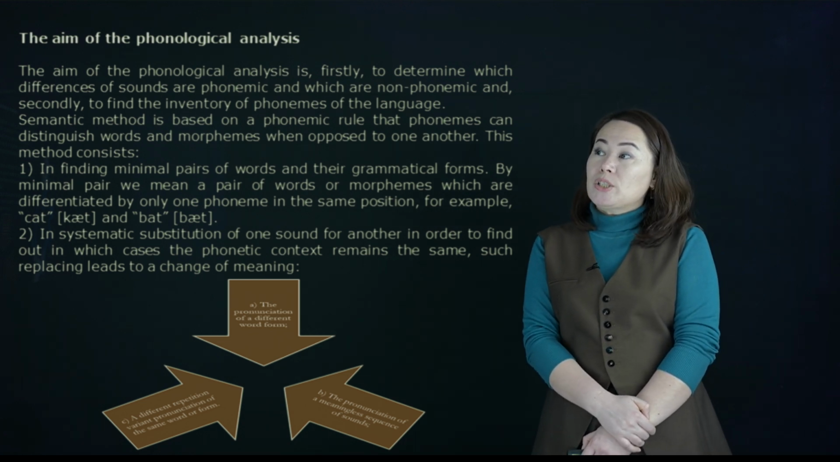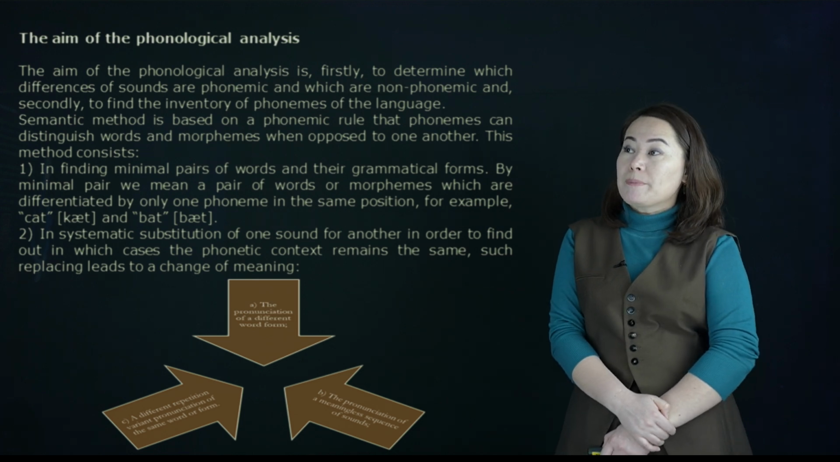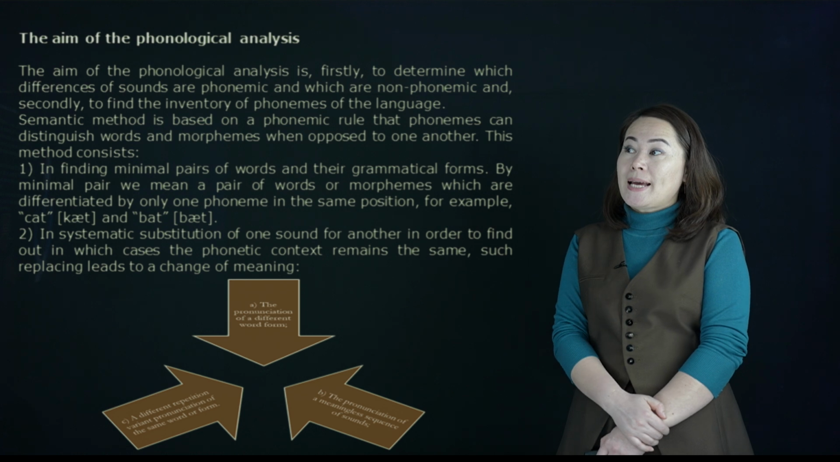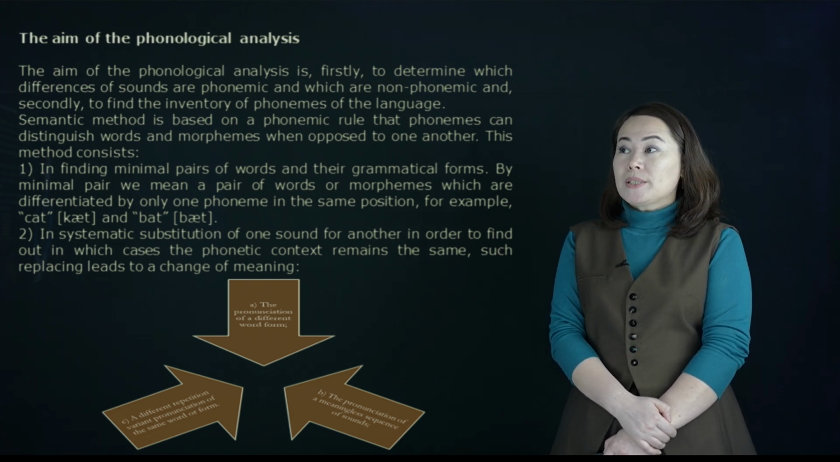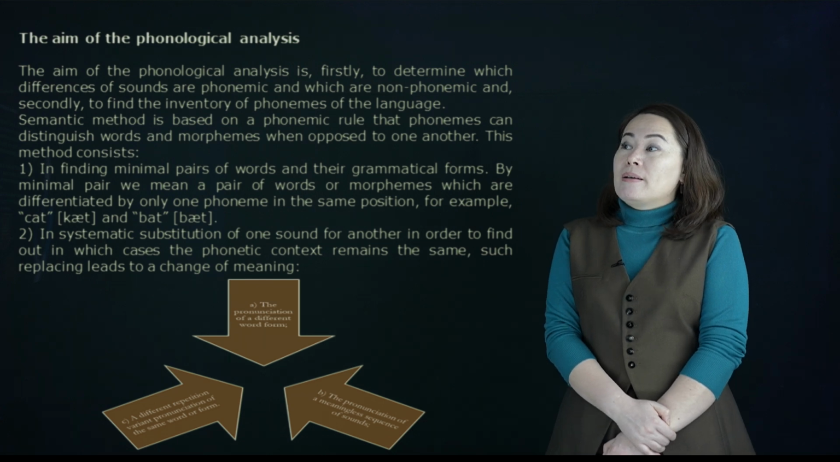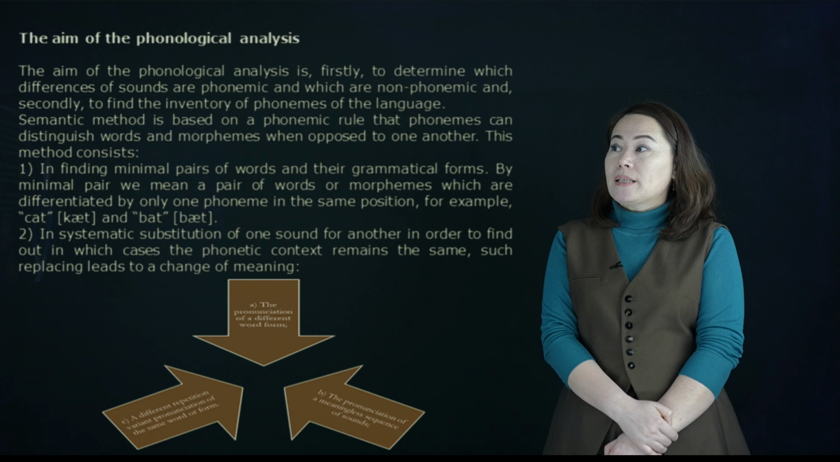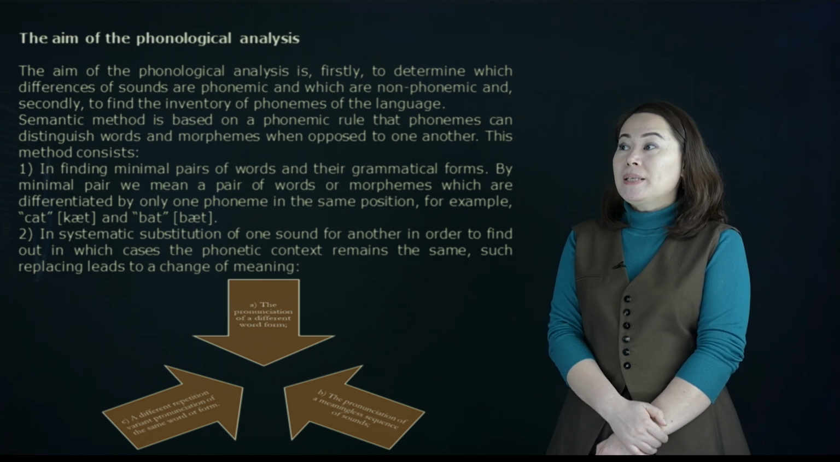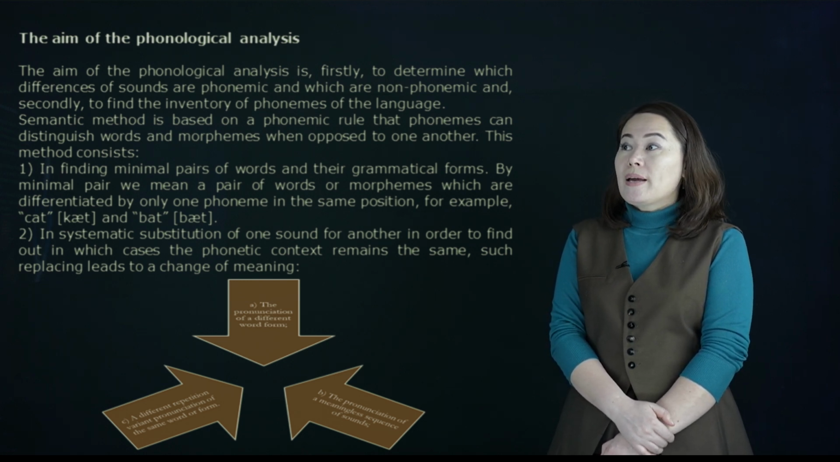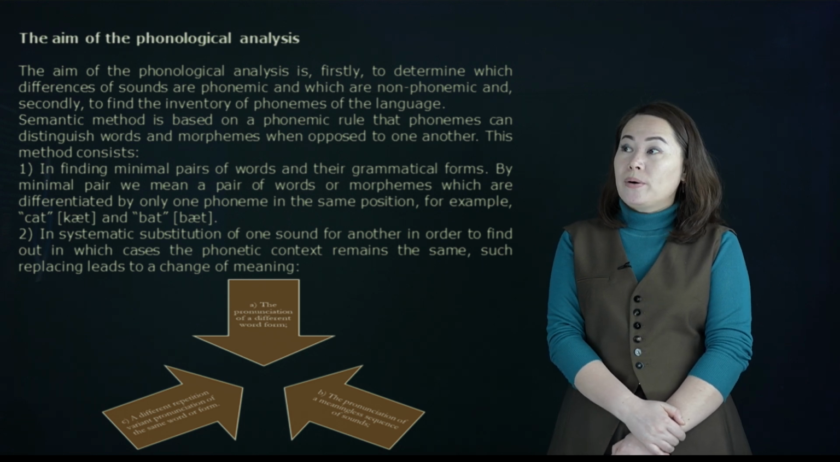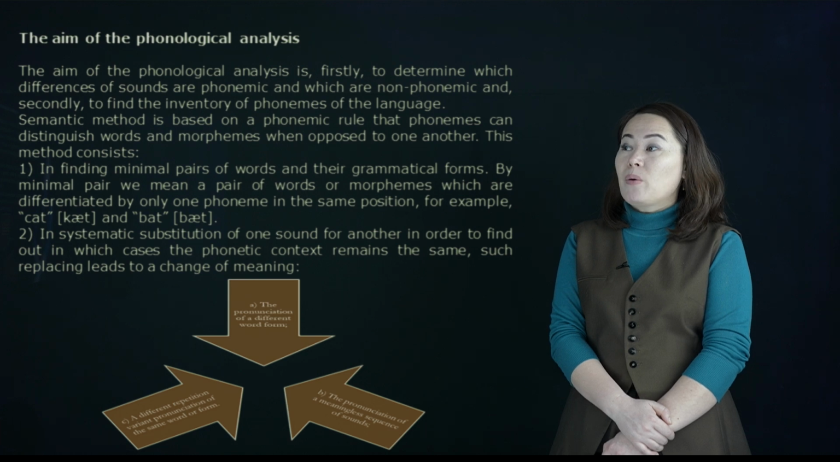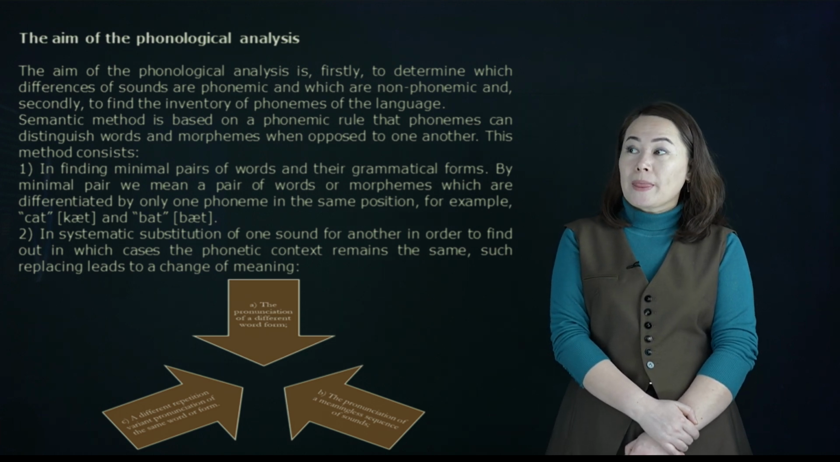The semantic method is based on the phonemic rule that phonemes can distinguish words and morphemes when opposed to one another. These methods consist in finding minimal pairs of words and their grammatical forms. By minimal pairs, we mean a pair of words or morphemes which are differentiated by only one phoneme.